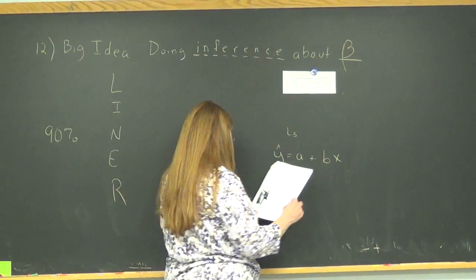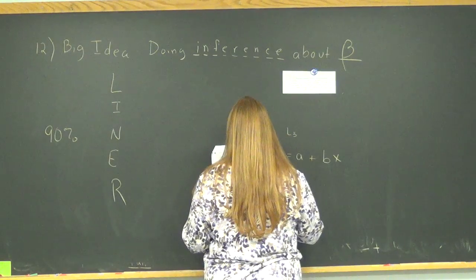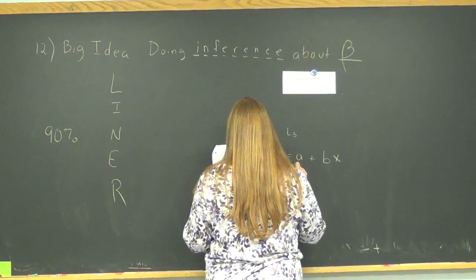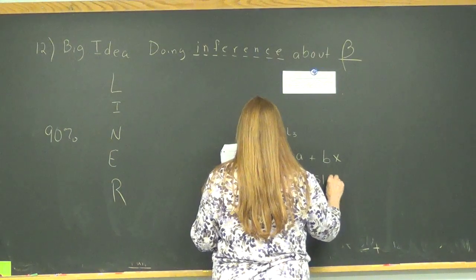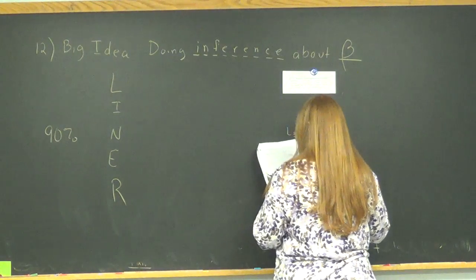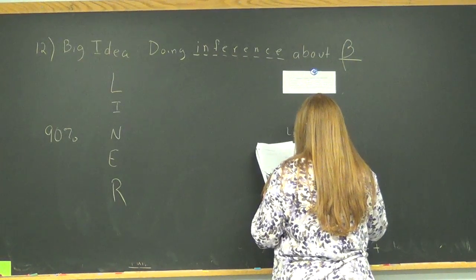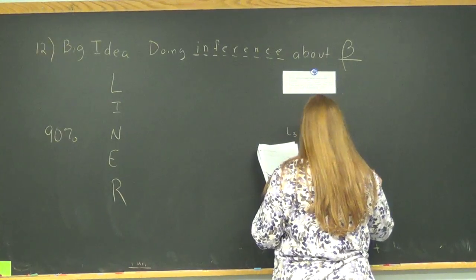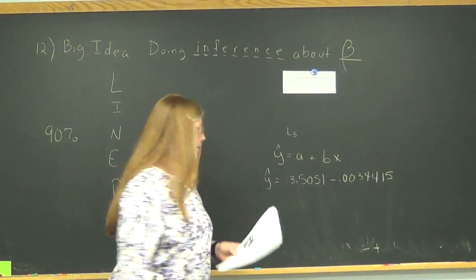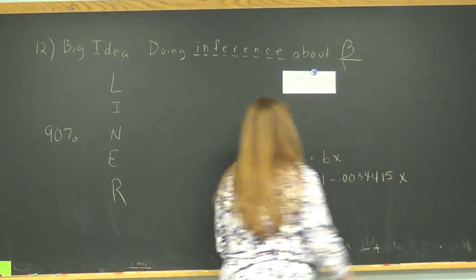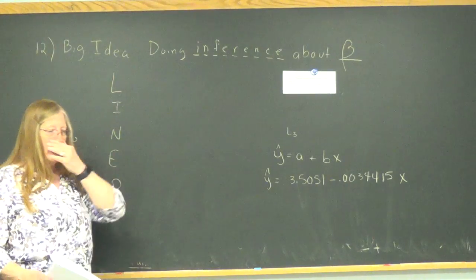Our A is, okay. Wait, how did you get that? 3.5051. No, it's not. Oh, yeah. It is. You're right. Okay, go ahead. Yep. And what's your B? Our B is 0.0007. Is it negative? No, it's positive. I think it's negative. It's negative 0.0034. No, you're right. Alright, so is that the right number? Yes. Alright, so did anyone get the linear look at the data yet?